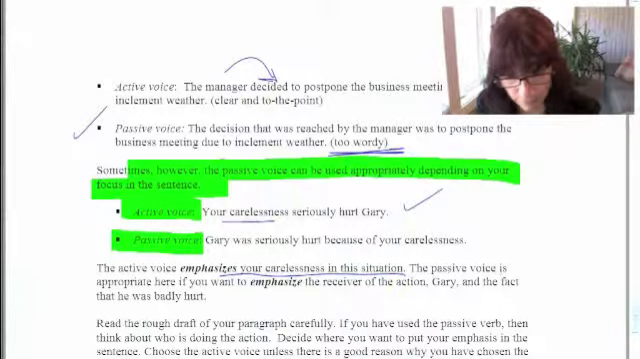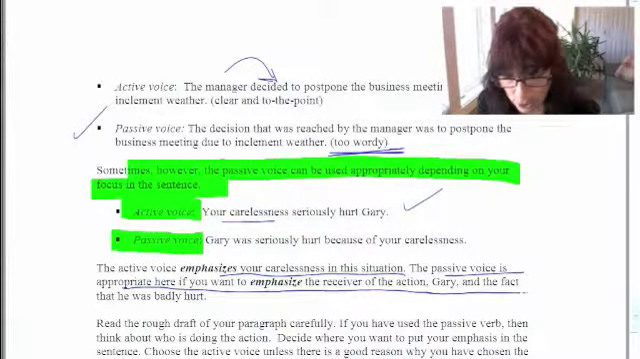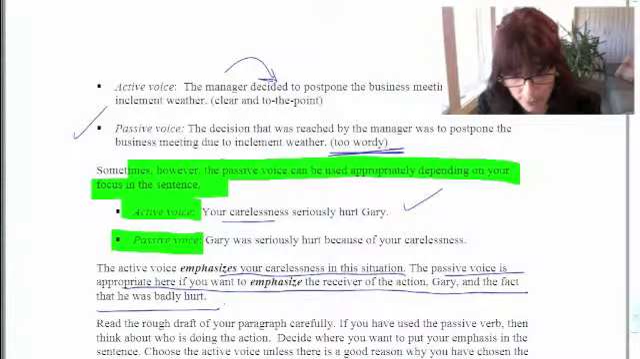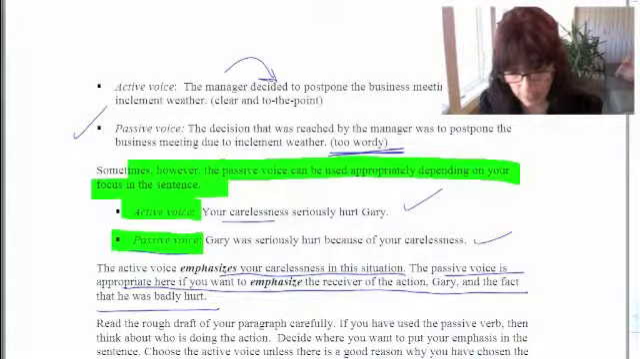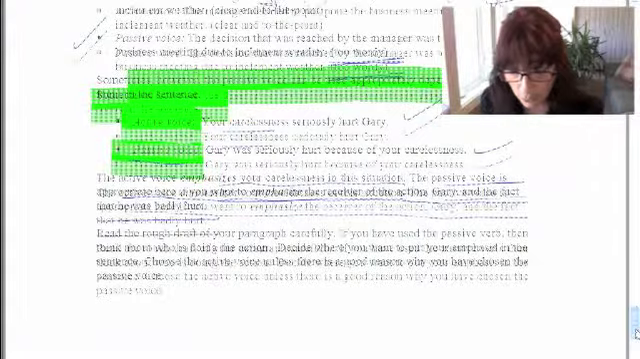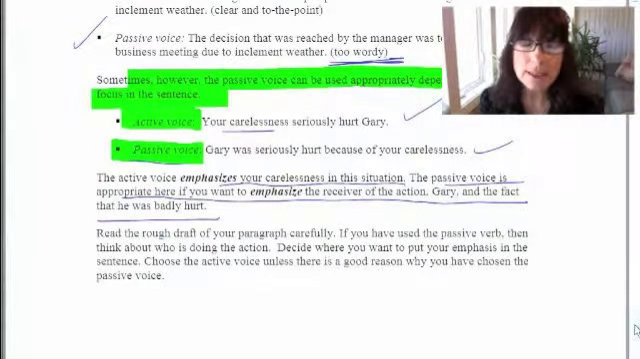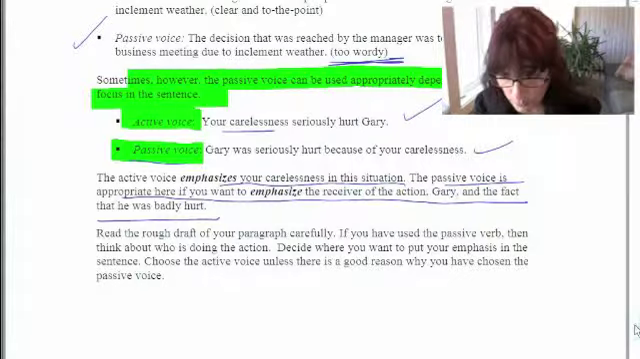But the passive voice is appropriate here if you want to emphasize the receiver of the action, Gary, and you want to stress the fact that Gary was seriously hurt, then the passive voice is better. Gary was hurt because of your carelessness. So again, please review my video on the use of active and passive voice if you do not understand what the difference is, because I have a fairly lengthy video which will help you with this.